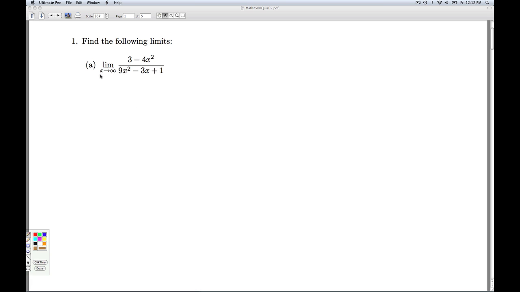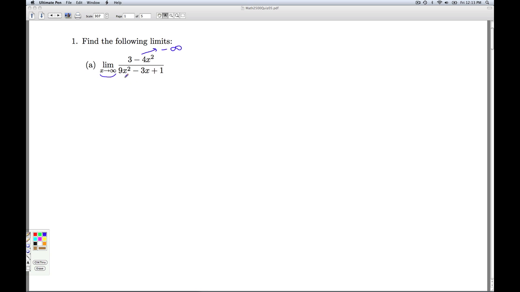So here x is going off to infinity. So we imagine x becoming a very large positive number. It becomes unbounded. So we can imagine x equaling, say, 1 billion. If I plug in x equal 1 billion to the numerator, I get 1 billion squared times 4, which is 4 billion squared, and I'm subtracting that from 3. So the result is going to be a very large negative number, large meaning large in absolute value.